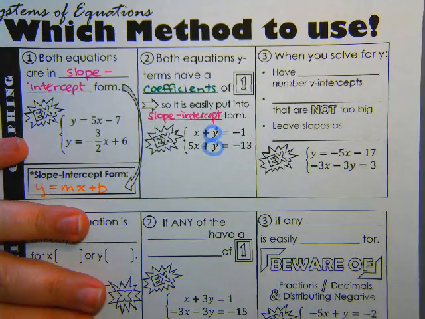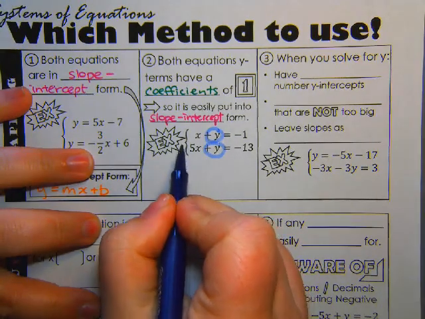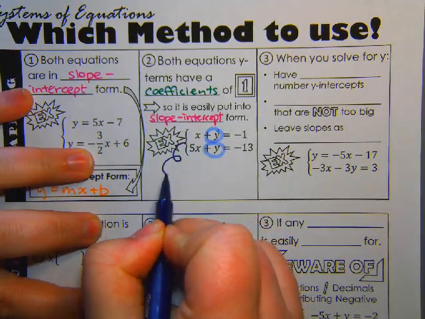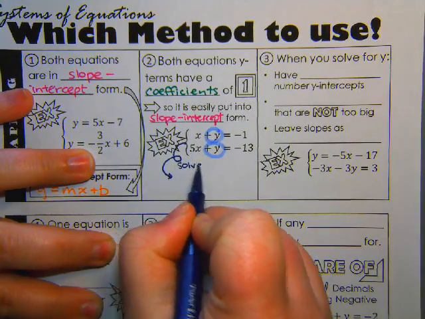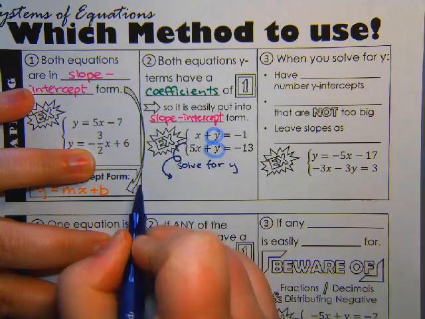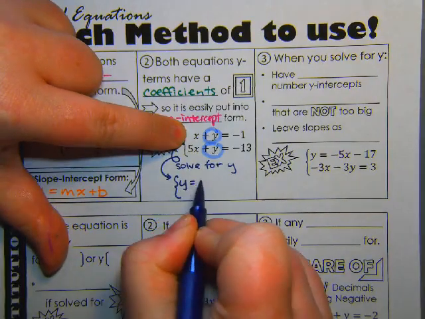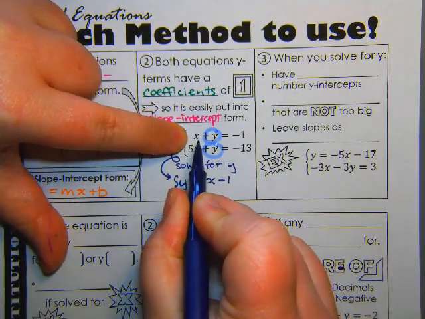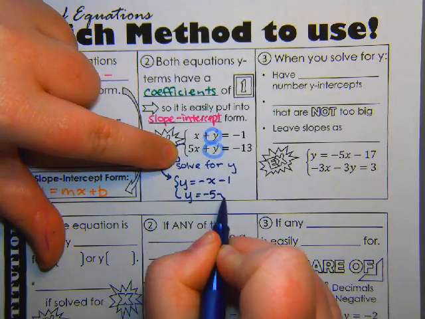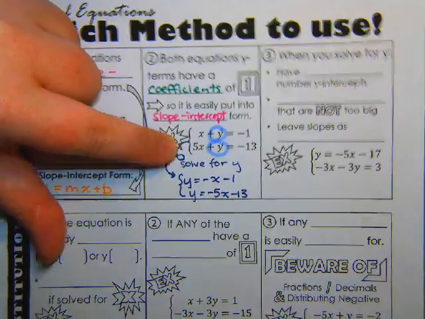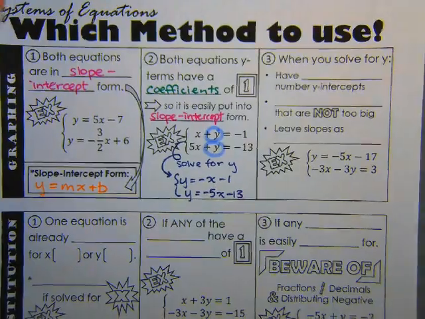So remember, I would prefer that you do it and show your steps, but since we're just talking about what things will look like, what happens is you solve these for y, and hopefully you trust me that they end up being y equals negative x minus 1, because you would subtract x from both sides, and y equals negative 5x minus 13, because you subtract 5x from both sides. And now they're in slope intercept form and you are ready to graph it.